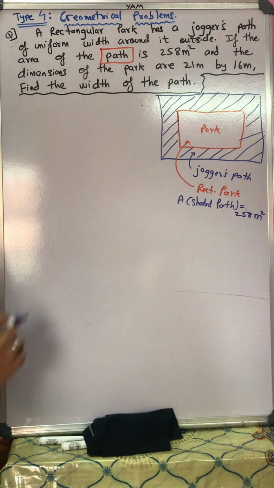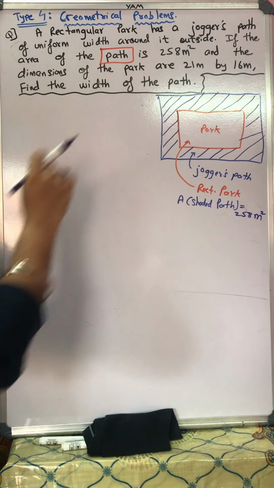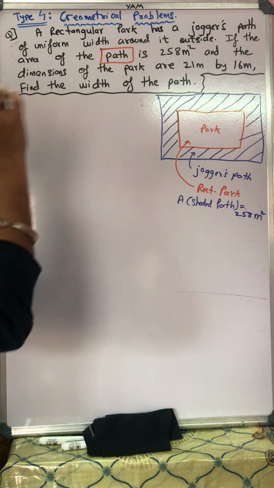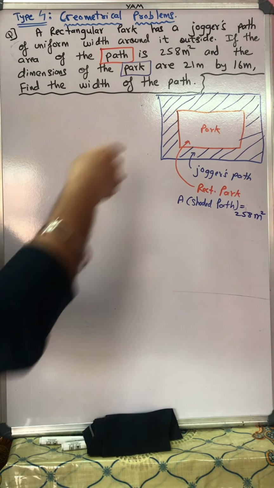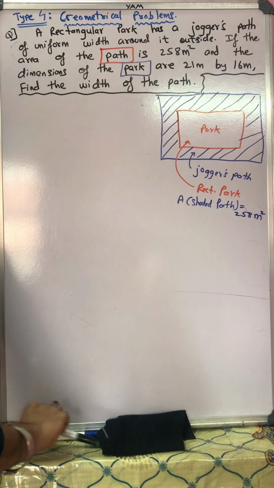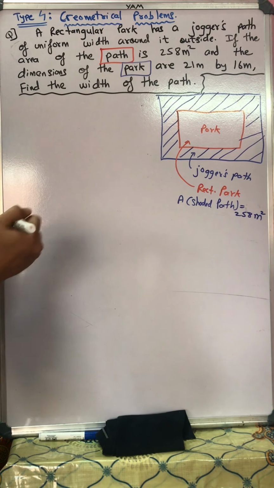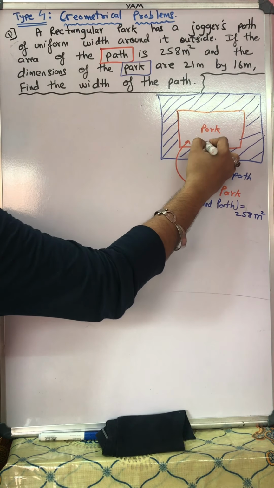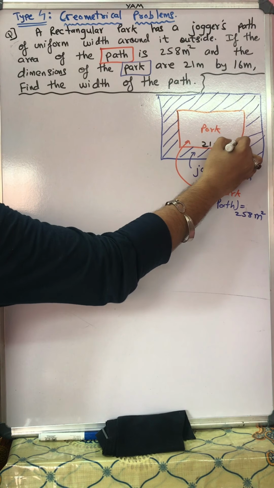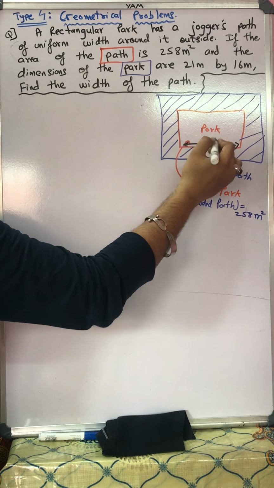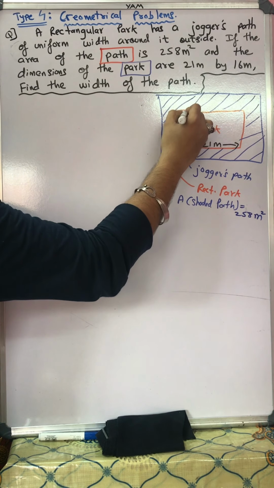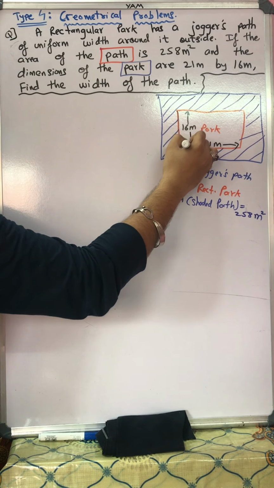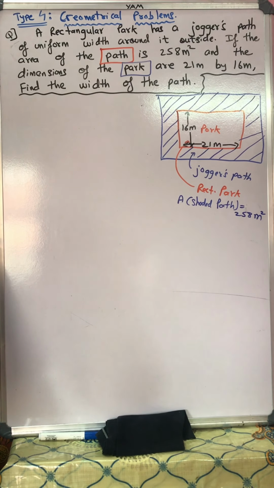Area of the shaded path, this purple color, is 258 meters square, and the dimensions of the park. Okay, students, be careful here, the word park is given and park is the orange color inside one. Dimensions of the park are 21 meter and 16 meter. Let us say this is 21 meter, and the smaller side is 16 meter. These are the dimensions of the inner park.